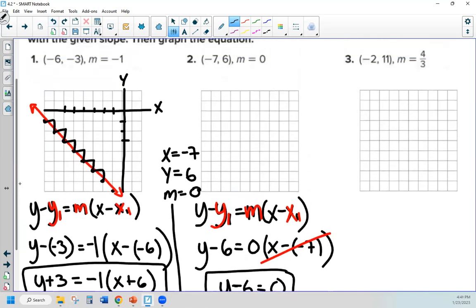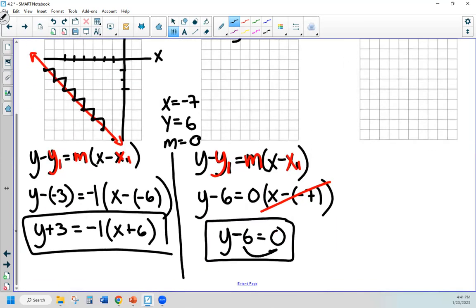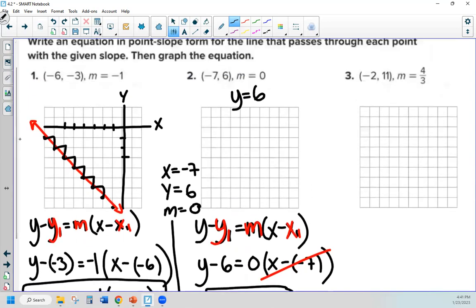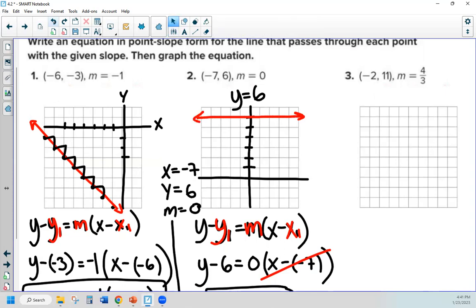So for some of you that understood when we were doing graphs, what would happen if I take this 6 to the other side by addition? It would look like this. Y equals 6. That is the equation of a line where you go to y is 1, 2, 3, 4, 5, 6. And then from there, you create your horizontal line. That is the line y equals 6.